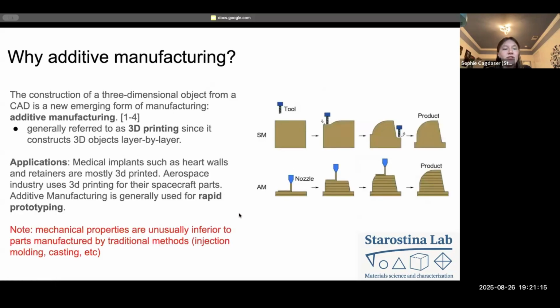So why additive manufacturing? The construction of a three-dimensional object from CAD is a new and emerging form of manufacturing known as additive manufacturing. It generally refers to 3D printing since it constructs objects layer by layer. Its applications include medical implants such as heart walls and retainers that are mostly 3D printed. The aerospace industry uses 3D printing for their spacecraft parts, and additive manufacturing is generally used for rapid prototyping. It's also important to note that the mechanical properties are usually inferior to parts manufactured through traditional methods such as injection molding, casting, and others.